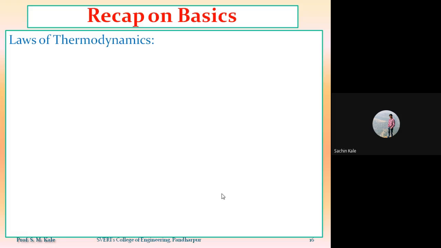Yes sir. So there are basically 3 laws related to thermodynamics. The first one is called the 0th law of thermodynamics, the second one is called the 1st law of thermodynamics, and the third one is called the 2nd law of thermodynamics. So in the 0th law, can anybody tell me the statement of the 0th law of thermodynamics?